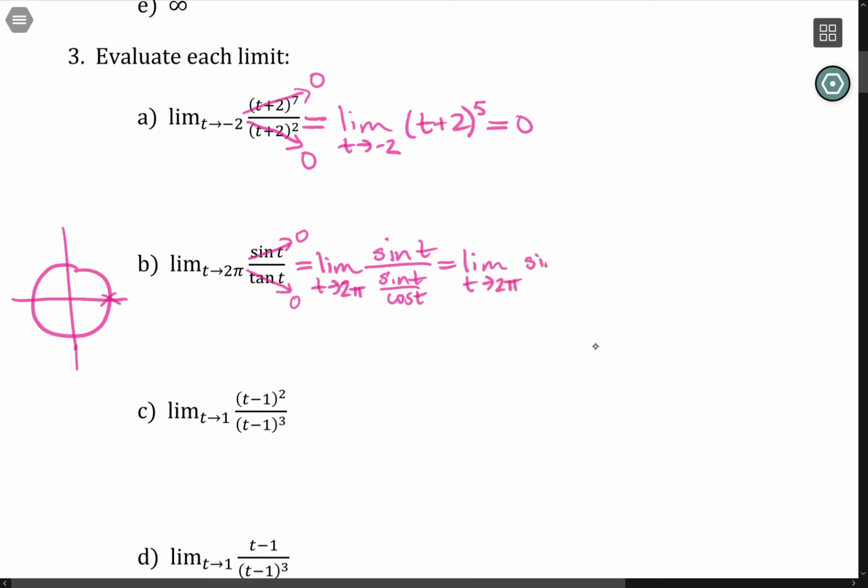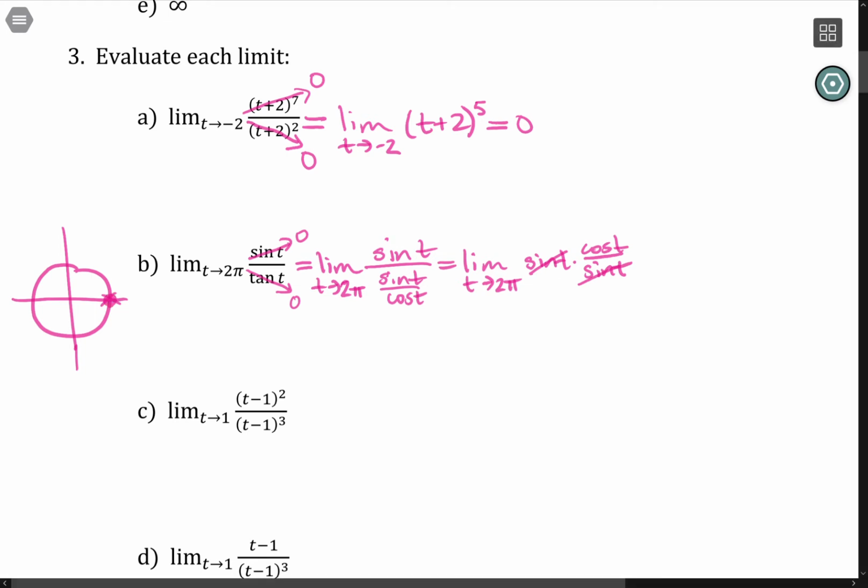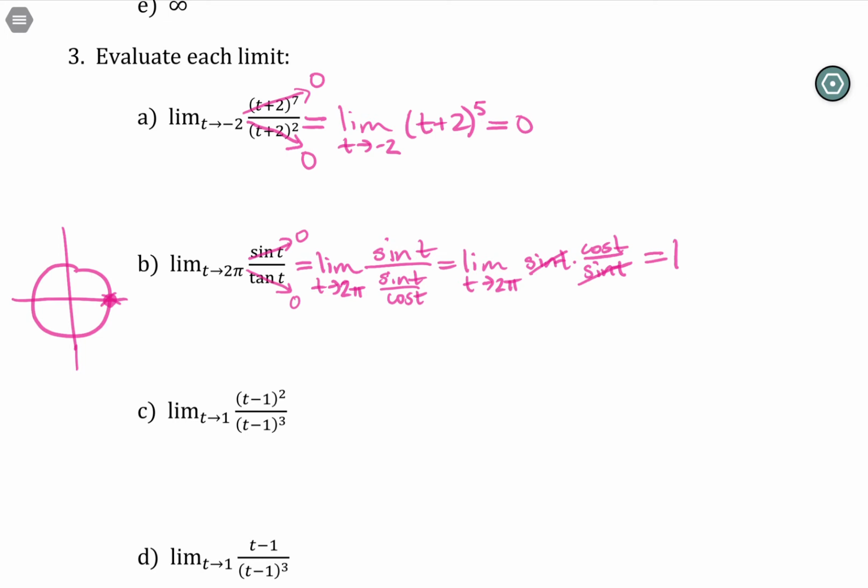So I have a sine t, and then I have a cosine t over sine t. And I get to cancel that sine t. So I'm really just left with the limit as t approaches 2 pi of cosine t. So when t is really close to 2 pi on my unit circle, remember cosine's your x value. So my x value is really close to 1, which means that this thing is approaching 1. So if t is really close to 2 pi, the limit is going to be 1.